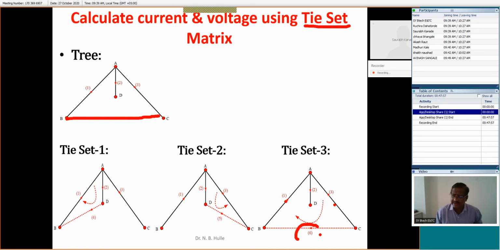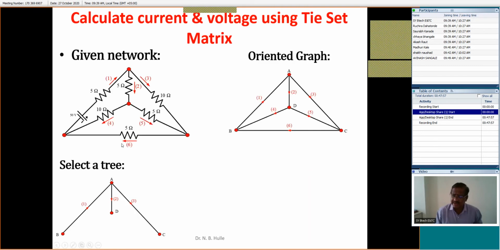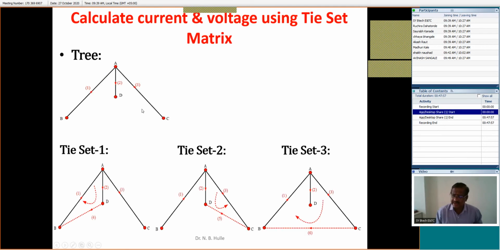The direction of the current is the same as the direction of this co-tree branch, which is branch number 6. It is the same as this, which is clockwise again. The first current is clockwise, the second is anti-clockwise, and the third is again clockwise. What we have done is prepared the oriented graph. We have selected a tree. For the tree, we have prepared the 3 tie sets.